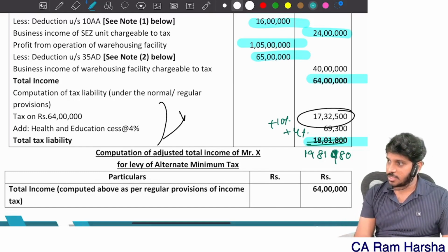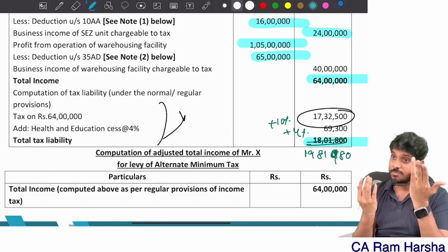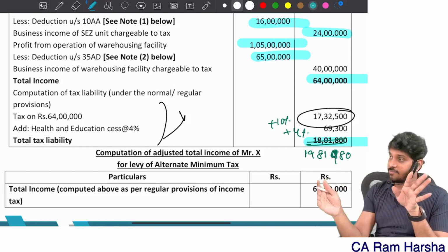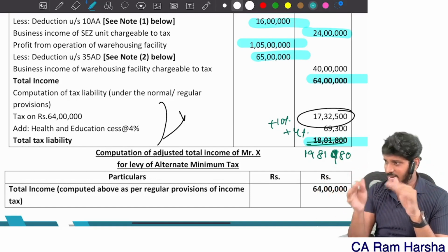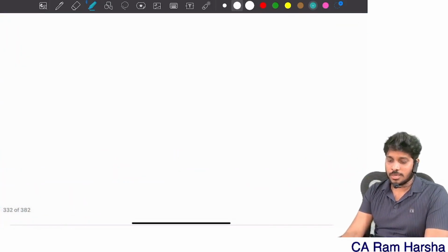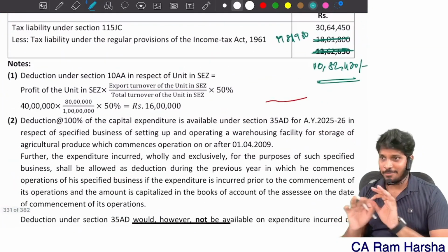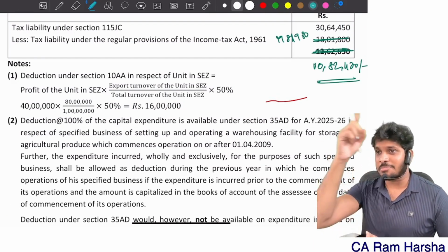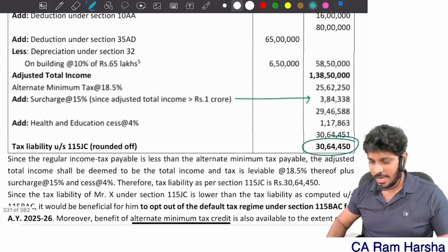64 lakh, correct? So first they did default, then they arrived at optional, then AMT. First we did normal, then we did AMT, then we found out under normal, then part 2 of the question, then default tax regime. Since optional tax regime with AMT, the tax liability is lesser than default tax regime. Clear? That's it. So question number 12 is over. Everybody understood. All of you, I'm telling you, the total income chapter is dead easy. Income tax is easy if you remember all the provisions. Any confusion until now? That's it. Okay.